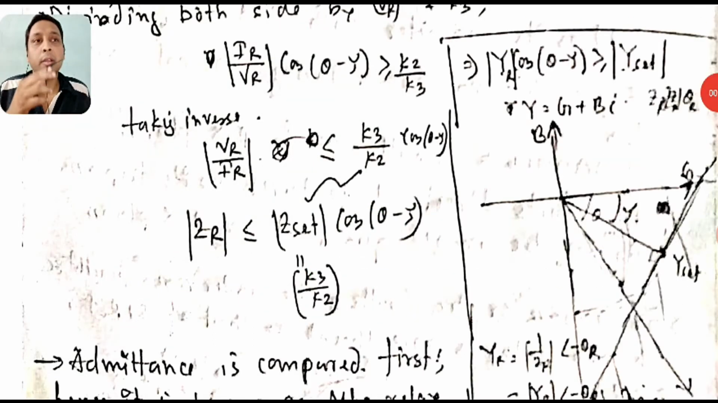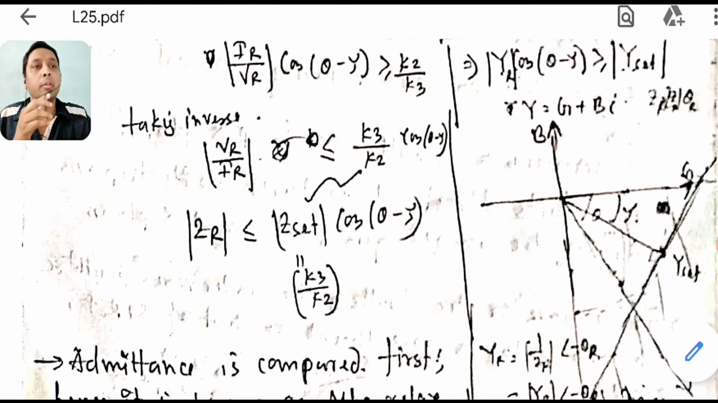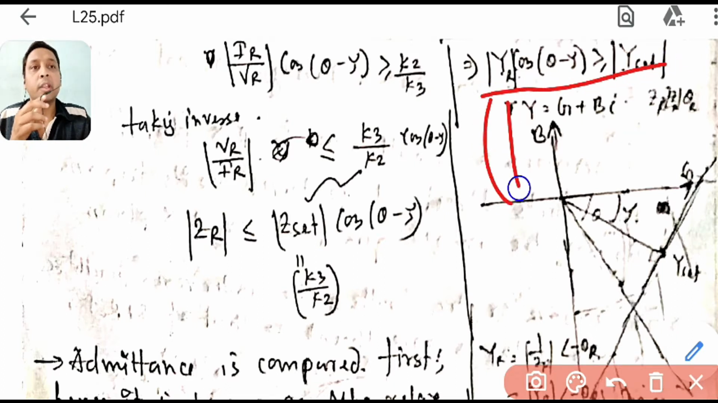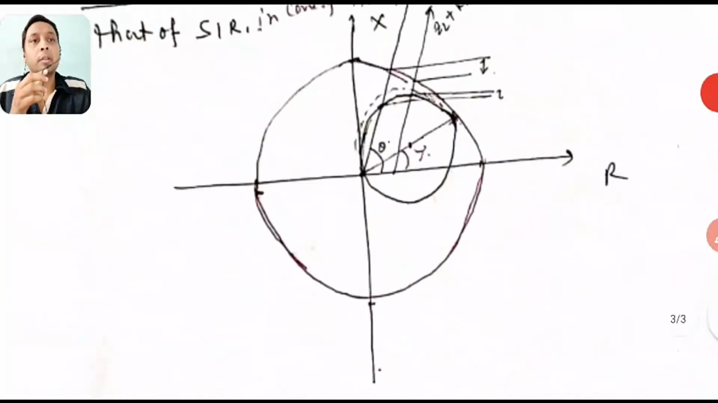Okay students, let's welcome you to lecture 26. Today we will be doing the Mho relay characteristics in the admittance plane. So let me draw it on a separate page so that you understand what the admittance drawing is.